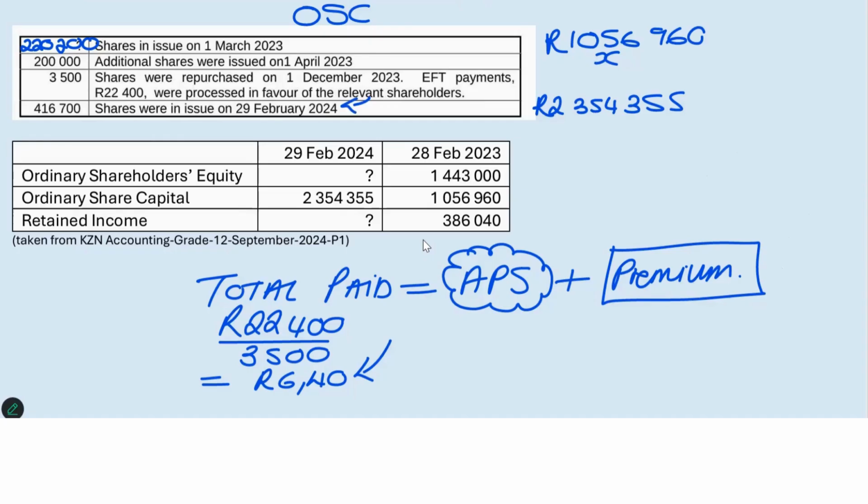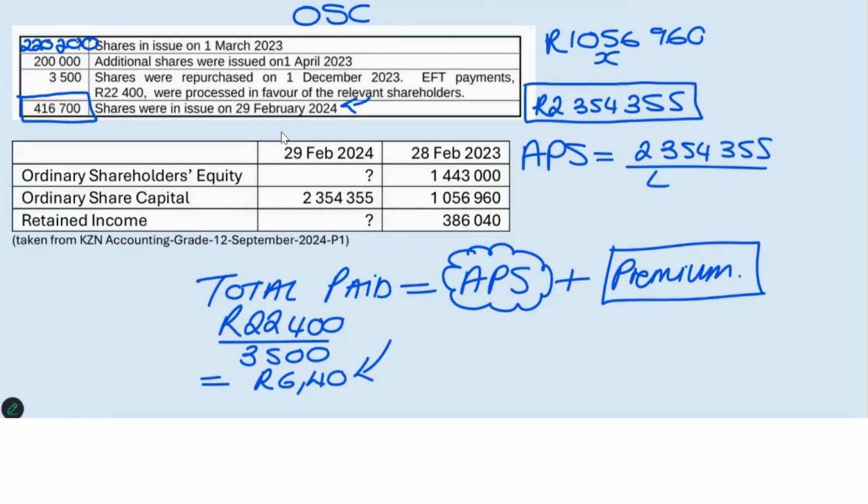So if the repurchase of shares was the last thing to happen, then the average price per share would be the same as just taking the total value of your ordinary share capital at the end of the year and dividing it by the number of shares in issue at the end of the year. So the average price per share would be 2,354,355 divided by 416,700. So what have you got there? I've calculated here R5.65. So our average price per share is R5.65.